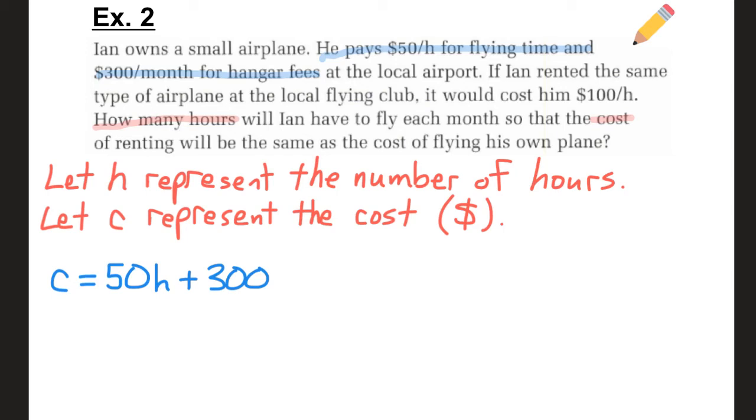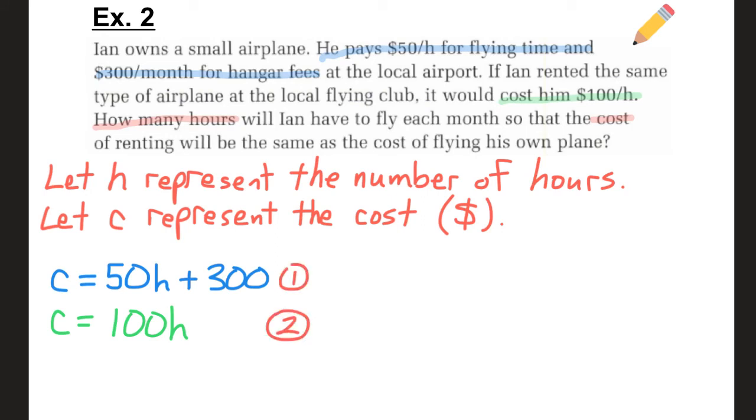Now, if he rents the same type of airplane at the local flying club, it would cost him $100 per hour. So unlike owning the plane, he doesn't have to pay a fixed fee of $300 per month. He simply has to pay $100 per hour. So I have an equation representing the cost if he owns the plane and an equation representing the cost if he rents the plane. So now I have my two equations. That is enough to solve for my two unknowns.